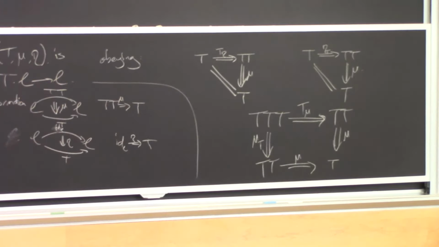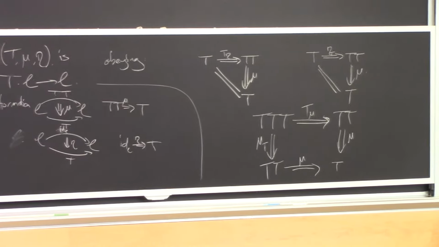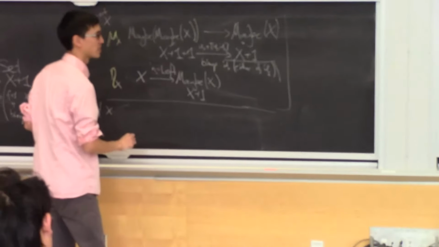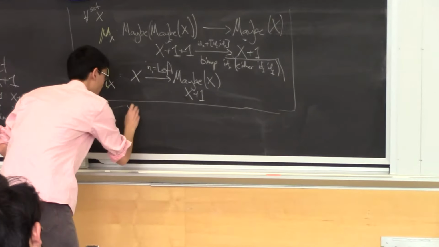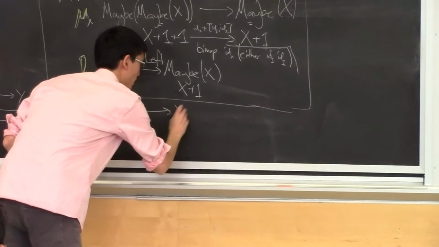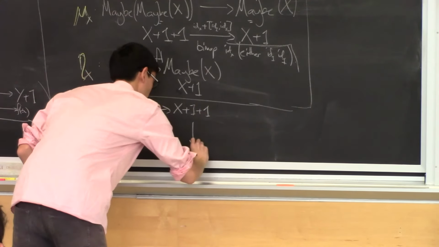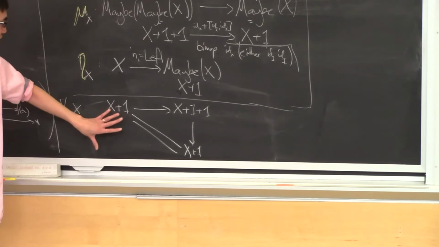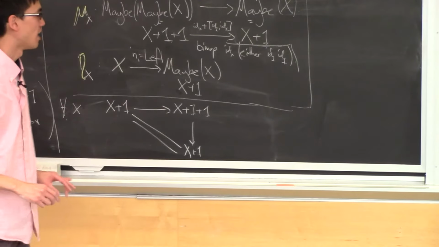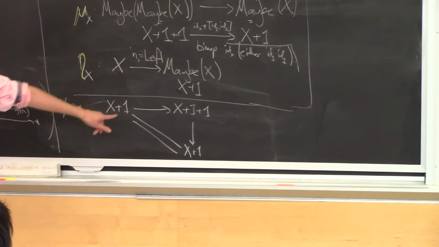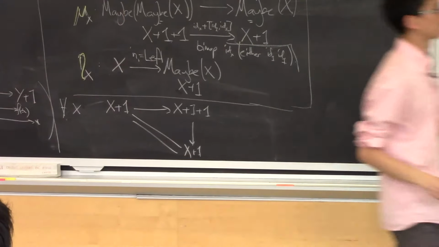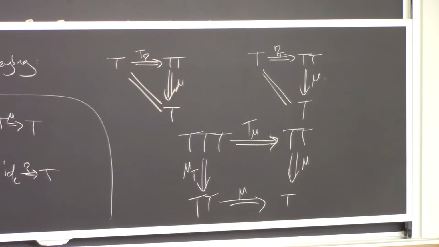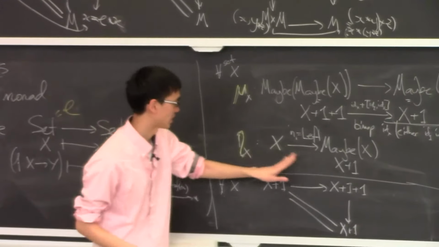So that square, or that triangle there, turns into the statement that for all sets x, and I'm just going to plug in maybe already, we want this square from x plus 1 to x plus 1 plus 1 to x plus 1, and then the identity function there, to commute. And what are these functions? Well, there are in fact two different things expressed by the difference between t of eta and eta sub t, right? So the first thing, t of eta, is this function that is called left.